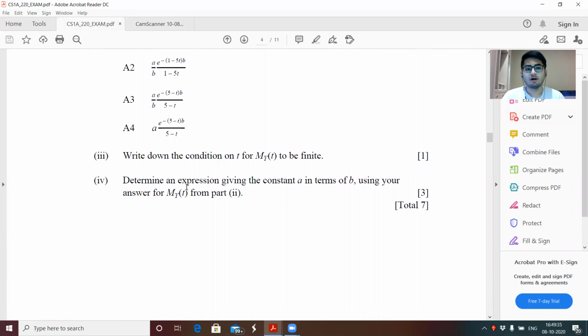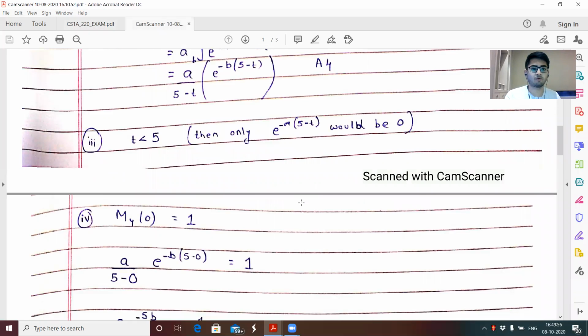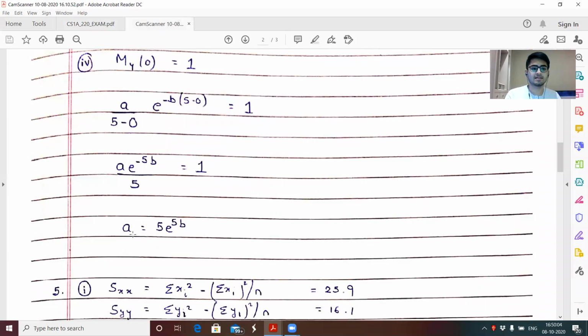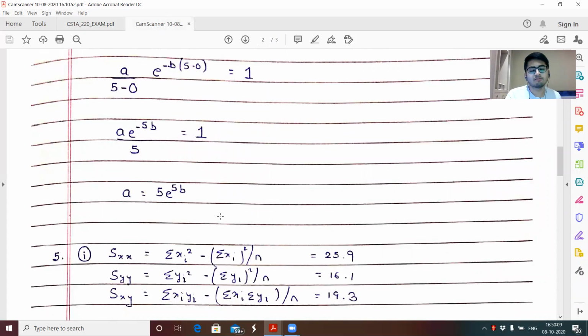You need to remember one property, that M_Y(0) is nothing but 1. M_Y(0) is the expectation of e to the power y into 0, that is the expectation of e to the power 0. E to the power 0 is 1, so I have the expectation of 1, which is nothing but 1. Using that property, I substituted t as 0, and I know I would get the answer 1. Solving it, I get a is nothing but 5 e to the power 5b. So part 4 is where few of the students had struggled to get this answer.